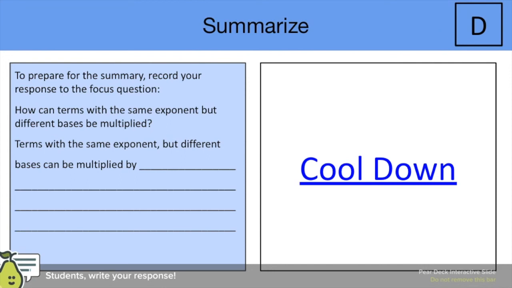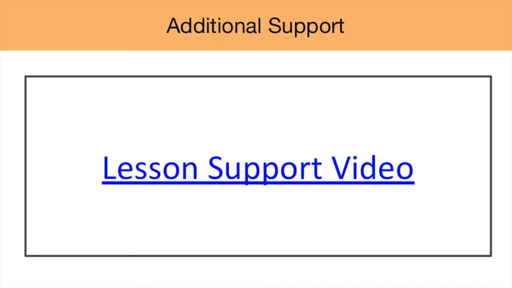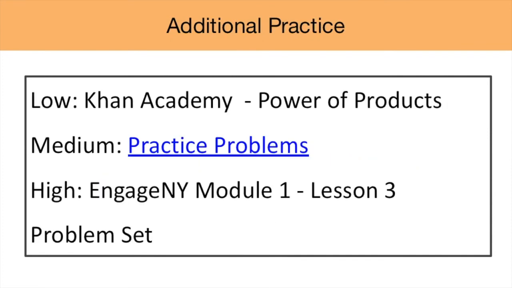And to summarize, students will be asked, how can terms with the same exponent but different bases be multiplied? Students can then complete the cool down when they are done with the summarizing. There is a lesson support video that students can access if they need help. And for additional practice, students can do Khan Academy's Power of Products and Quotients lesson. Have them focus simply on the products, since we only focused on products today.